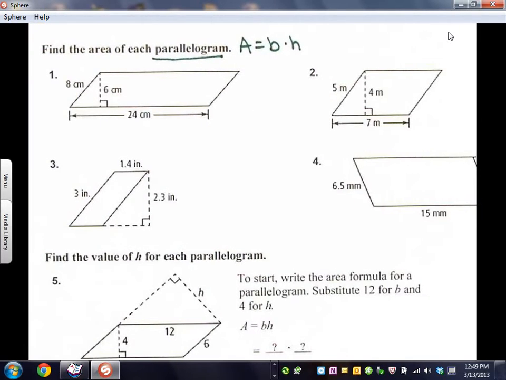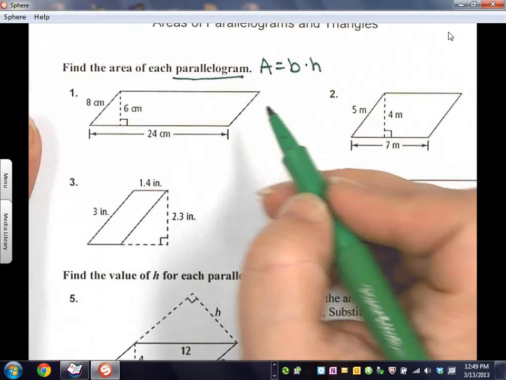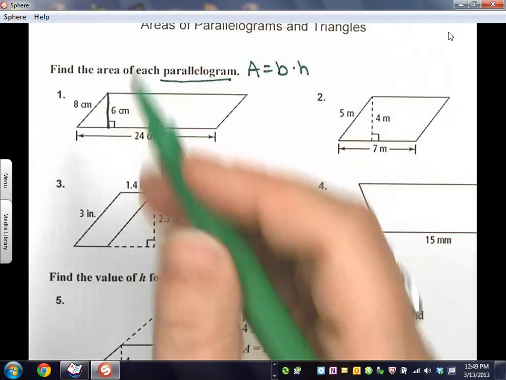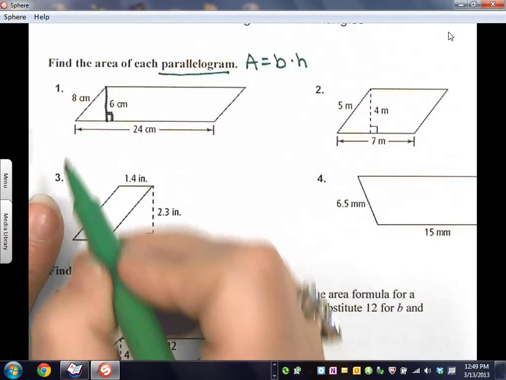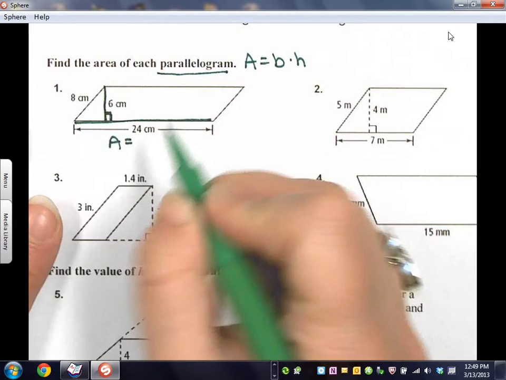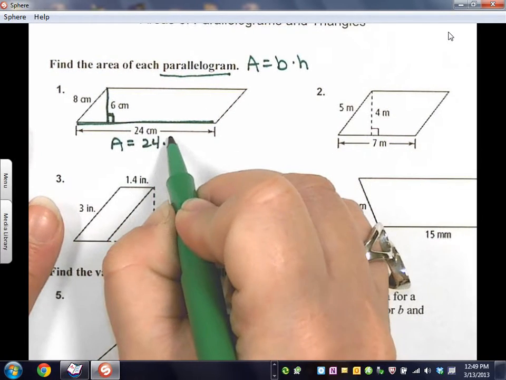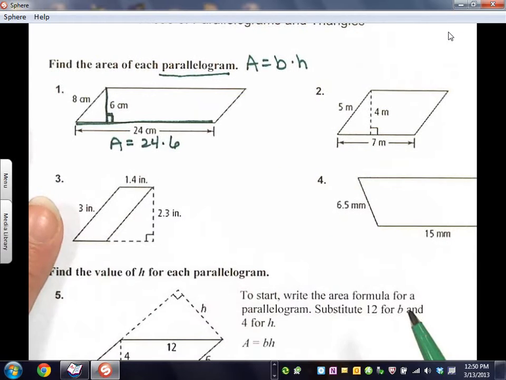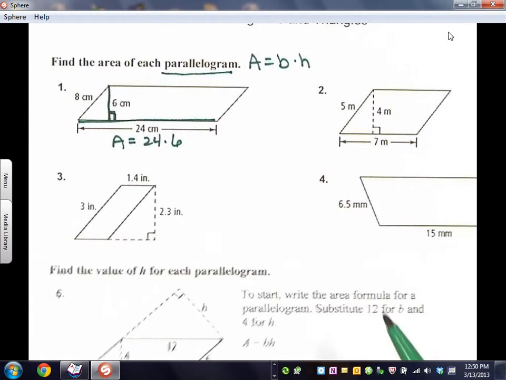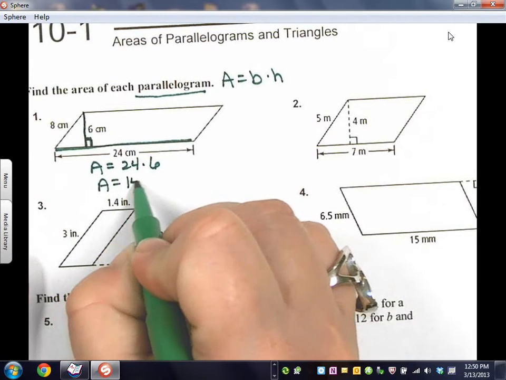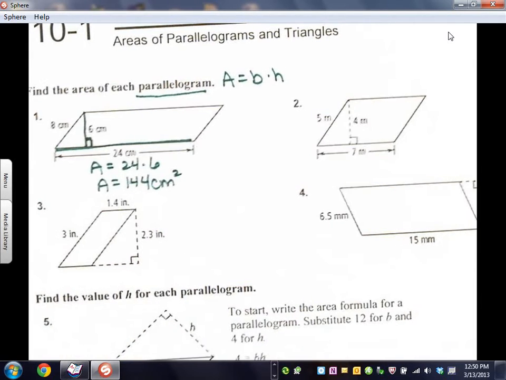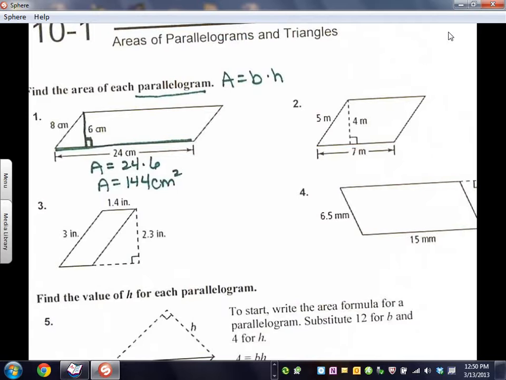So what is my base here? Well, it's important to always find the height first, and then you can locate the base, because I've got to find what it's perpendicular to. So here is a base. So I know the area of this shape is 24 times 6, base times height. So 24 times 6 is 144. Now remember, our units are always squared when we're finding area. So my answer here is 144 centimeters squared.